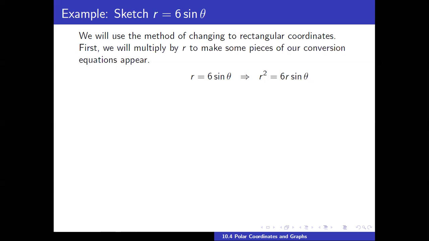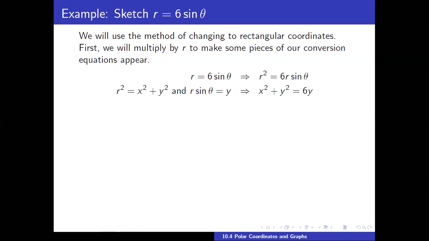Yeah. So once I have this, I actually know what's going on because r squared is x squared plus y squared. R sine theta is just y. And the r and theta are completely obliterated. Yes. And now I simply have an equation in x and y. And what do you suppose I'm going to have to do with this guy?